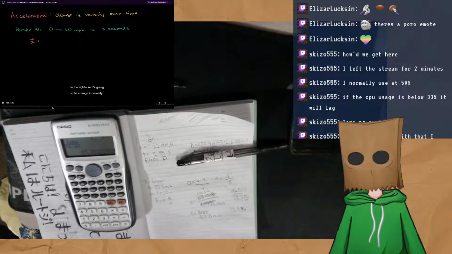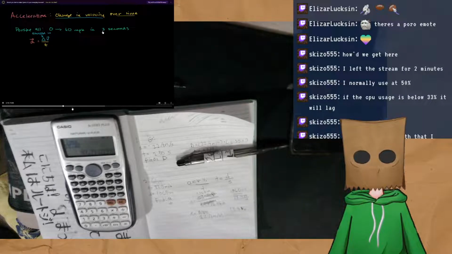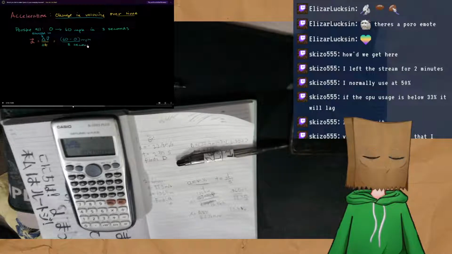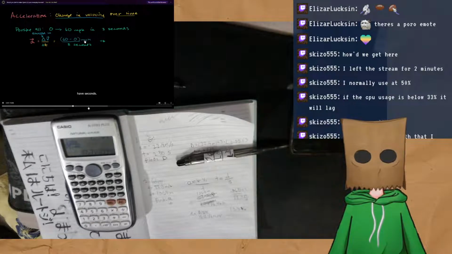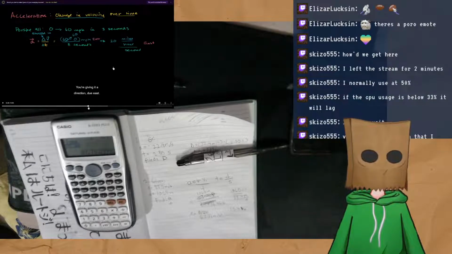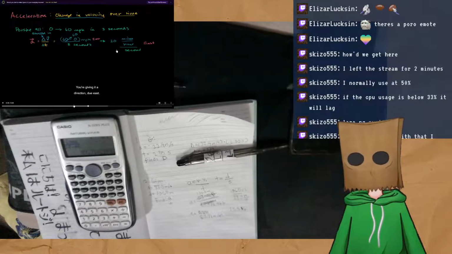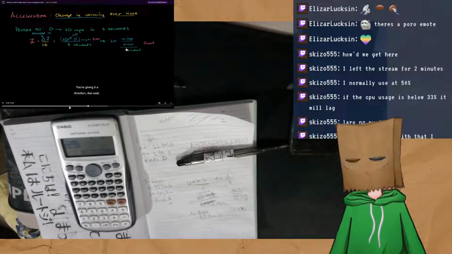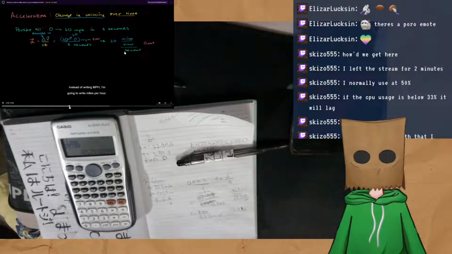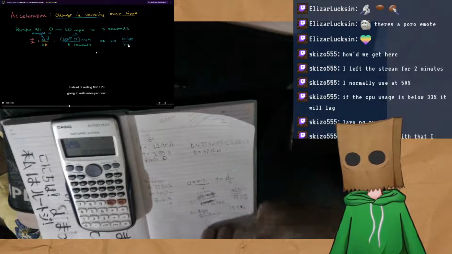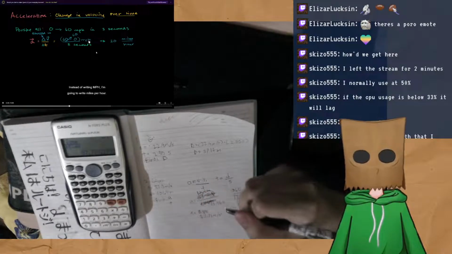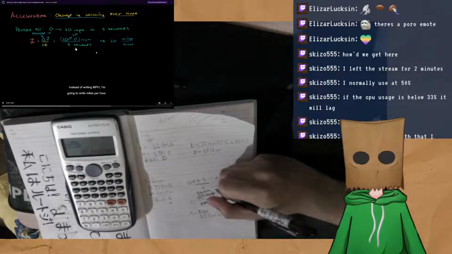So it's going to be 8 seconds when it stopped. So it took a total of 3 seconds. So this gives us 20 miles per hour per second due east. So every second, it can increase in velocity by 20 miles per hour. Wait, this is per hour. That's the same thing as mph.